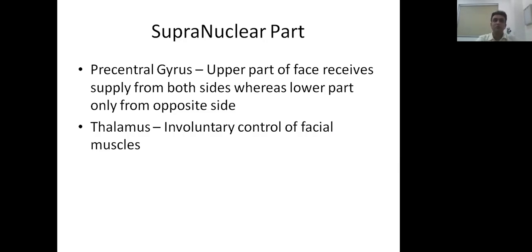So whenever there is a supranuclear paralysis, suppose on the left side someone suffers from a stroke and there is a supranuclear paralysis on the left side of the cerebral hemisphere, the person will have a right side facial nerve palsy because the left side of the cerebral cortex supplies the right side of the nerve. The right side facial weakness will be there, but that weakness will be seen only in the lower part of the face, and the upper part of the face will not have any weakness, because the same side also gives some fibers to the nucleus of the facial nerve, and the right side is not damaged in this case. So in supranuclear palsy, only the lower part of the face is paralyzed, not the upper part.